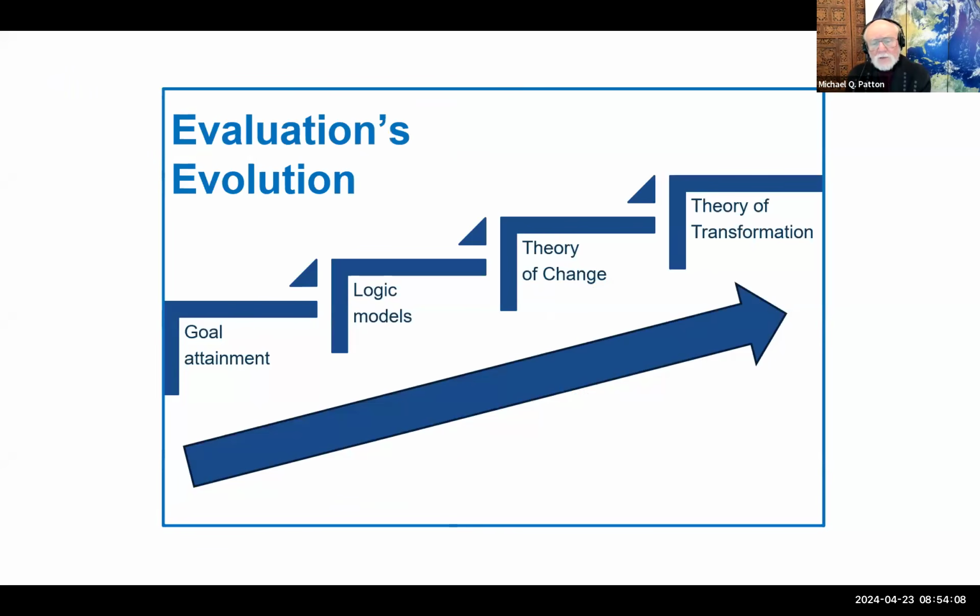So evaluation has evolved from focusing primarily on whether a project attained its goals, to introducing logic models to figure out how they attain their goals, and then a theory of change, which introduced causality and research knowledge about how programs were effective, to now a theory of transformation about how our programs are lodged in larger systems.